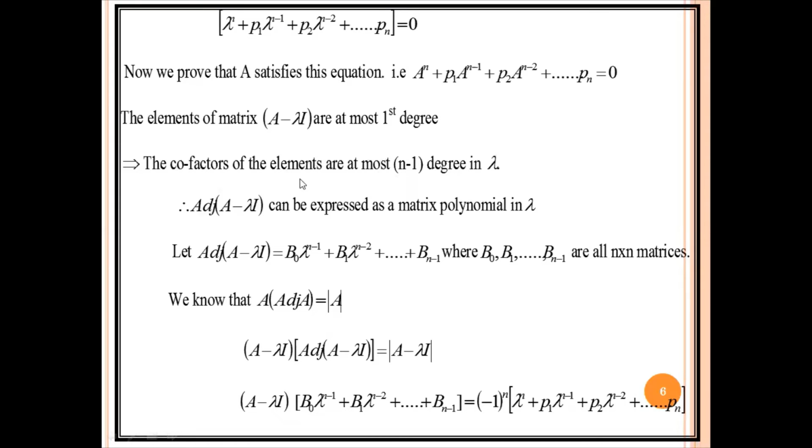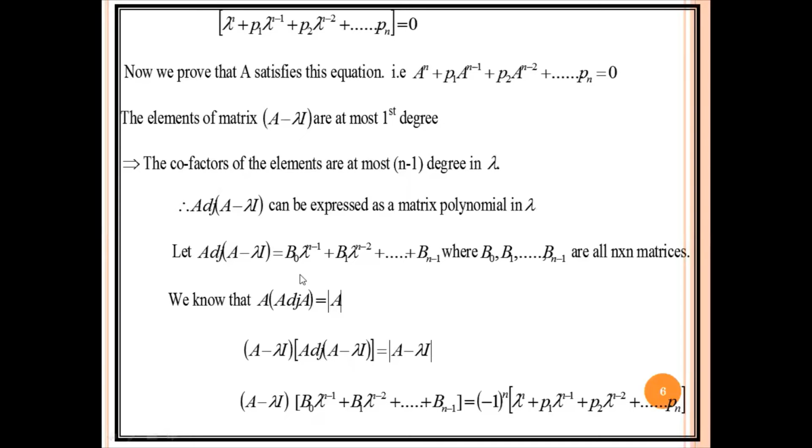Now, using this, we can write down the adjoint of A minus lambda I. After getting the cofactors of the elements, which are of n minus 1th degree in lambda, the adjoint of A minus lambda I can be expressed as a matrix polynomial in lambda. This is a polynomial of degree n minus 1 in lambda. Therefore, adjoint of A minus lambda I can be written as B naught into lambda to the power of n minus 1. That's why the maximum degree is n minus 1 here.